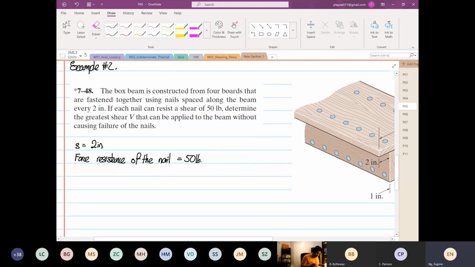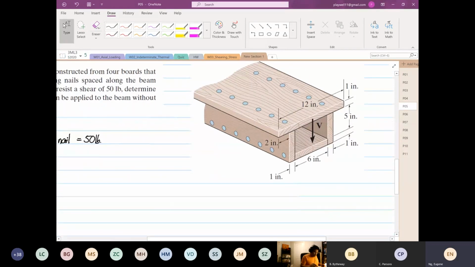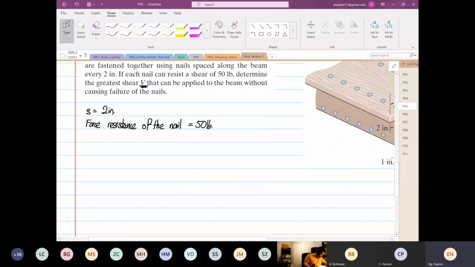Okay. So this is our section. We are still going to apply the same 4 rules. I'm not going to calculate I. I'm just going to give the I value. So I is equal to 197.7 inch to the power 4.